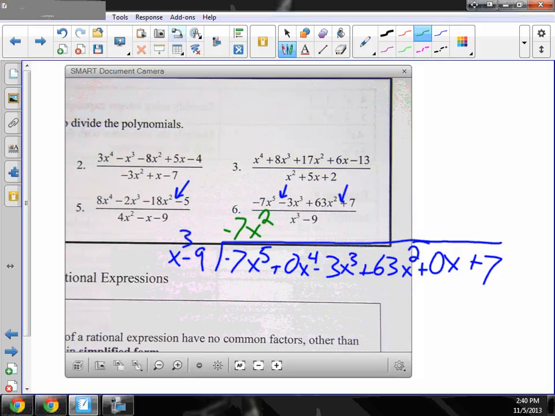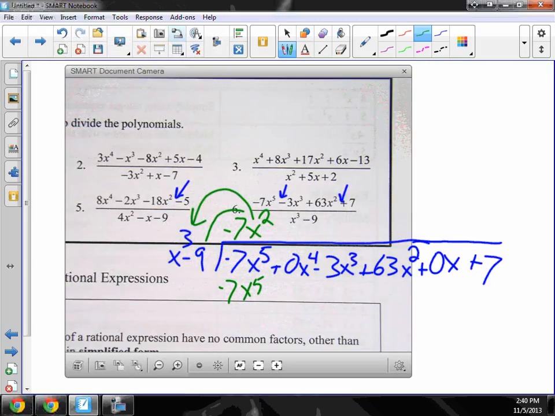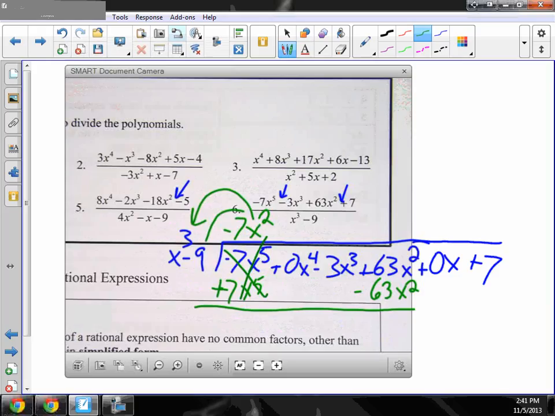Okay, now here's the trick. When I multiply these, I get negative 7x to the fifth. And what do I get when I multiply the other two? 63x squared. So make sure you put that in the x squared column. So 63x squared, and you don't have anything here. So we draw that, switch the signs. Those cancel and those cancel. So do I need to bring down a 0x to the fourth? No, there's no point. So that wasn't needed. So negative 3x to the third plus 0x plus 7.